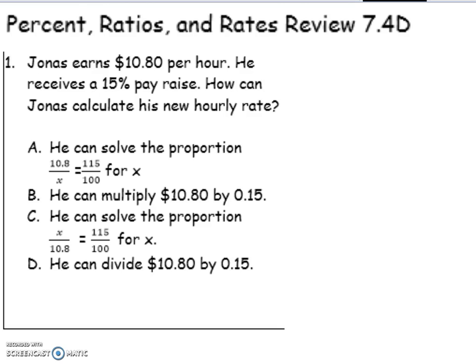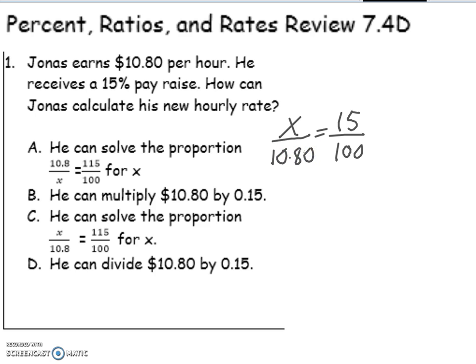All right, percents, ratios, and rates. Number 1, Jonas earns $10.80 per hour. He receives a 15% pay raise. How can Jonas calculate his new hourly rate? Well, if we set it up, we could have 15 over 100 equals x over 1080.